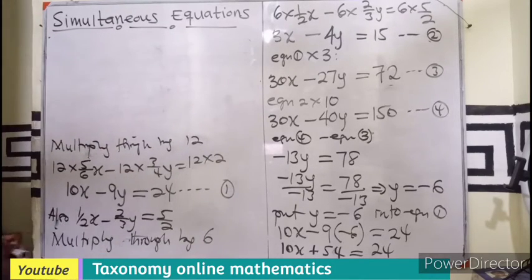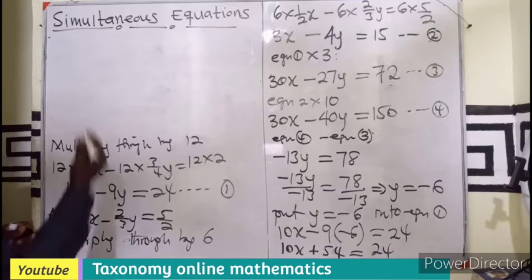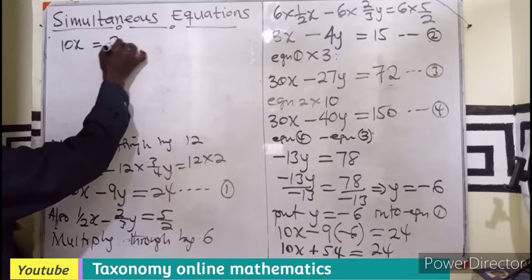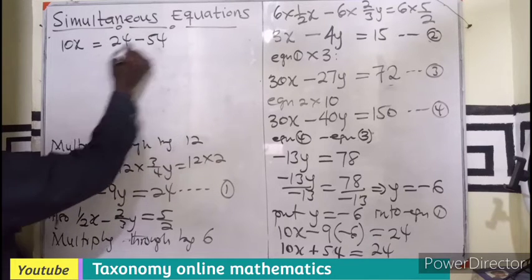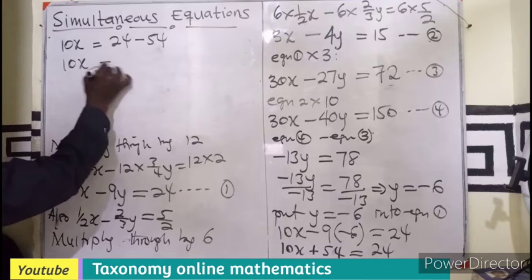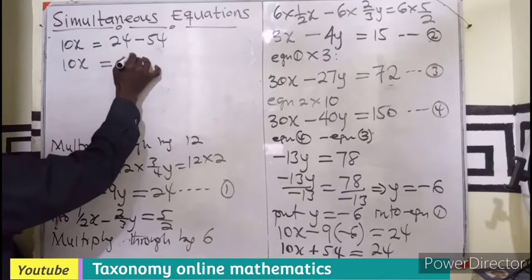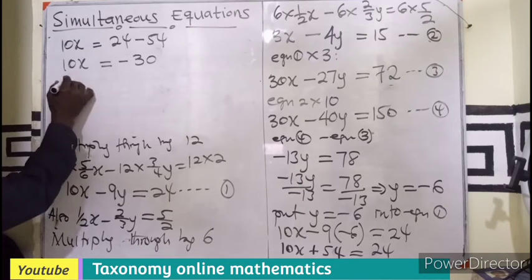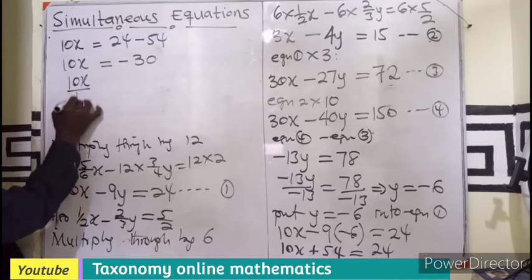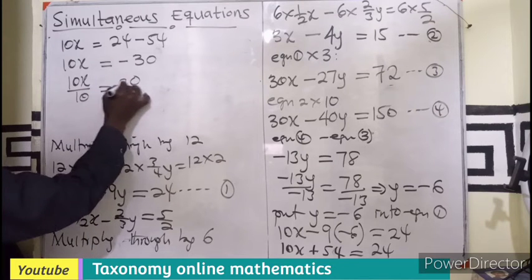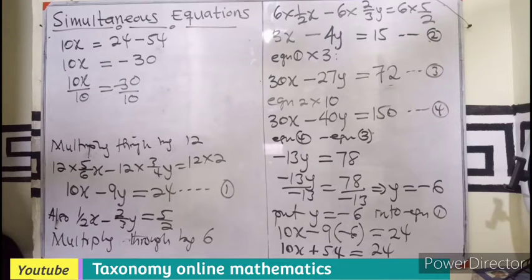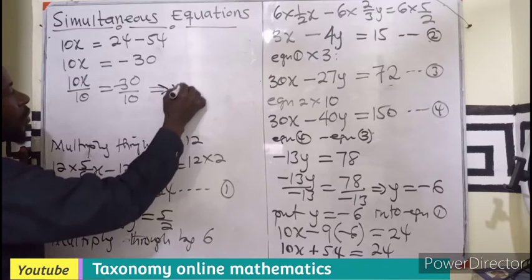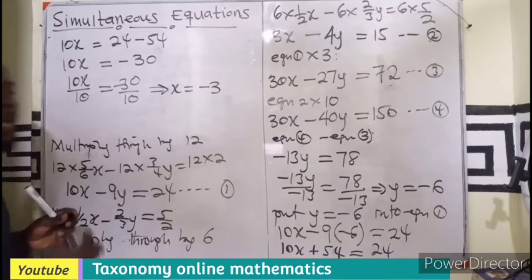What do we do? We subtract 54 from both sides. So 10x equals 24 minus 54. 10x is going to be minus 30. Good. So we divide by the coefficient of x, which is 10. Negative 30 over 10, and that will produce our x to be equal to minus 3.